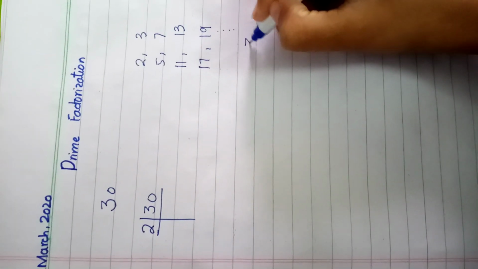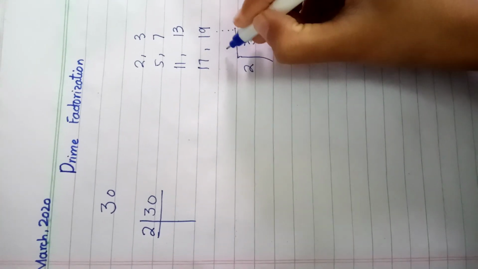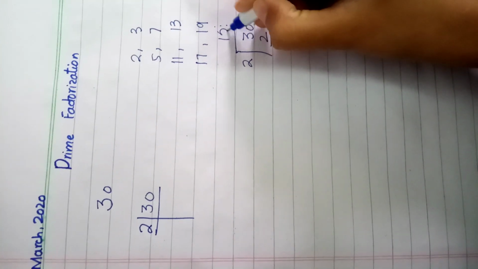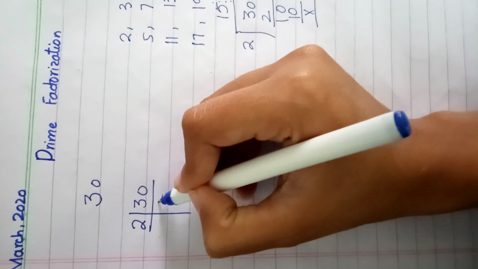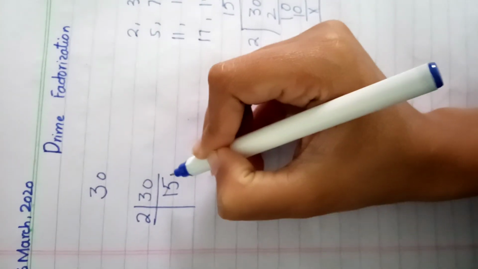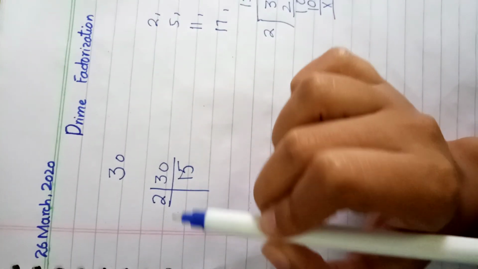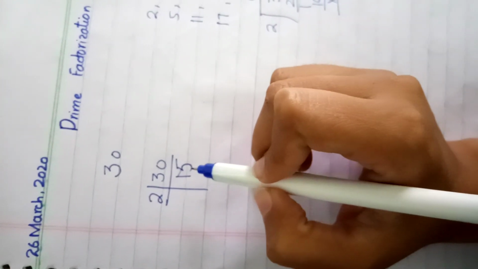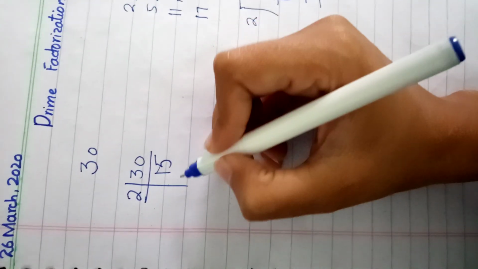Separately, we divide the number 30 by 2. 2 ones are 2, 2 fives are 10. Here we get an answer of 15. We write 15 here. Now our ladder method will continue until we get a prime number here. If we get a composite number, then the question will continue.